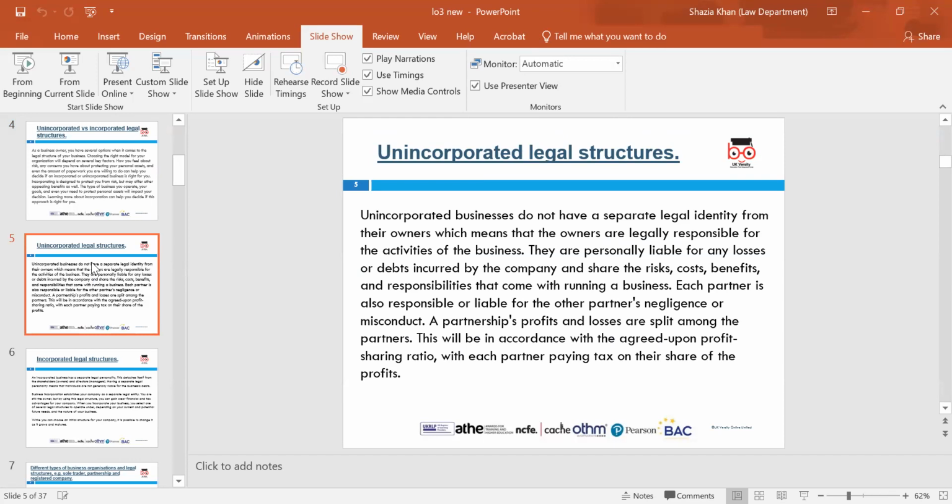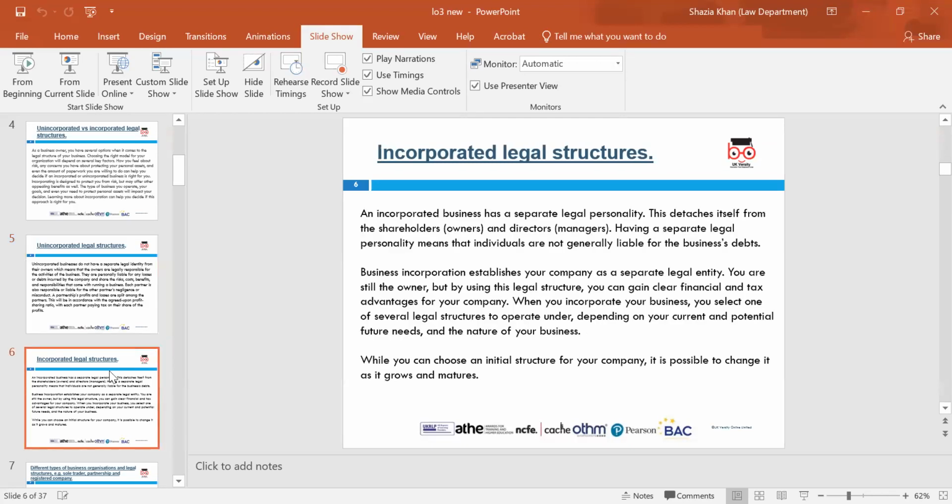They are personally liable for any losses or debts incurred by the company and share the risks, costs, benefits, and responsibilities that come with the running of a business. Each partner is also responsible or liable for the other partner's negligence or misconduct. A partner's profits and losses are split among the partners. This will be in accordance with the agreed upon profit ratio, sharing ratio, with each partner paying tax on their share of profits. That's unincorporated legal structures.